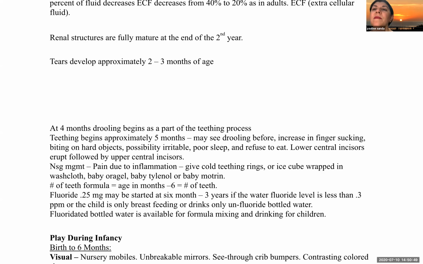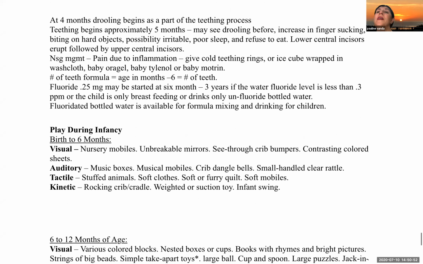months of age. At 4 months, drooling begins as a part of the teething process. Teething may begin approximately 5 months of age, and you might see drooling beforehand. You'll see an increase in finger sucking, biting on hard objects. They may be irritable, have poor sleep, and refuse to eat. The lower incisors typically erupt, followed by the central upper incisors.